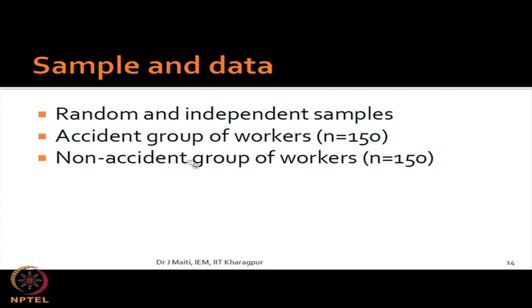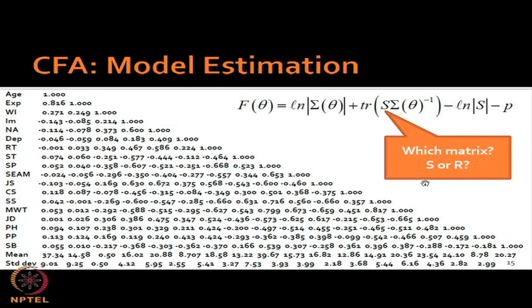The data part is actually random independent sampling. First we have taken an accident group of workers, followed by, with frequency matching, a non-accident group of workers. There are altogether 300 observations. So, as I told you, how many independent non-redundant elements in your sigma matrix, this is the case. This is from the sample, these are all correlation matrix.